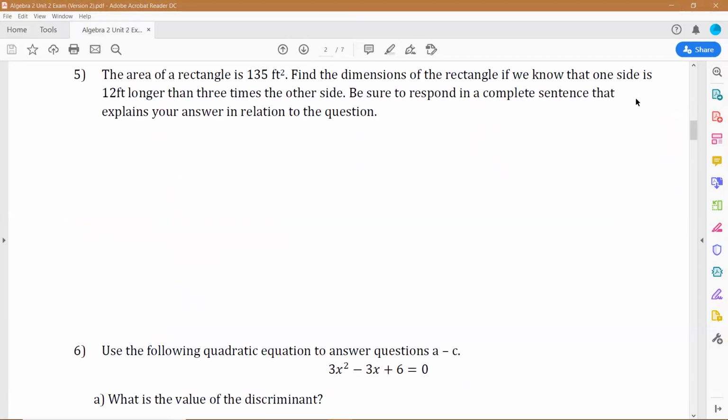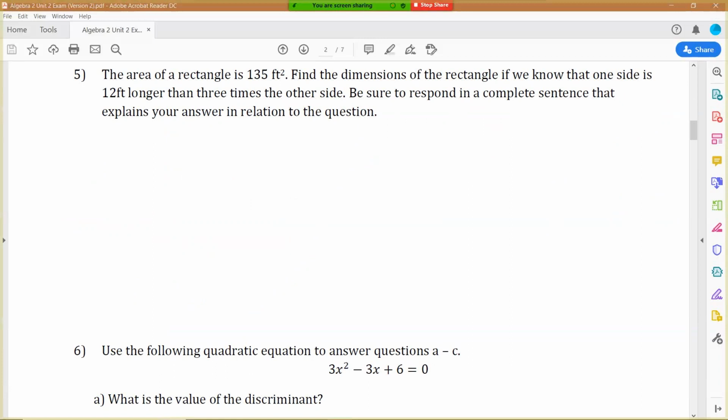Question 5, the trickiest question on your test, I think. So they're telling you the area of a rectangle is 135 feet squared. Find the dimensions of the rectangle if we know that one side is 12 feet longer than 3 times the other side. I don't care about your complete sentence.